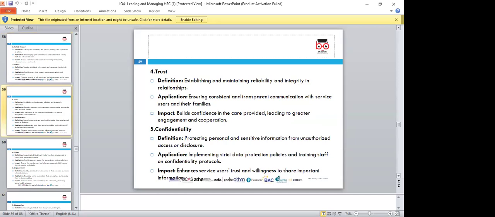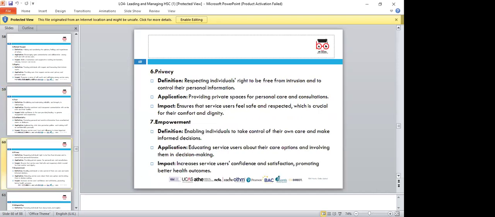There should be trust, and there should be confidentiality. Confidentiality means protecting the patient's information from unauthorized persons or individuals. Very, very important. Privacy is also very important. Ensure that service users feel safe and respected. It is very crucial, okay? Providing private spaces for personal care and consultation, ensuring that patients' place of sleeping and all that is well protected.